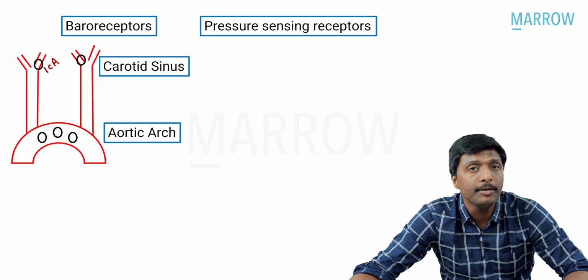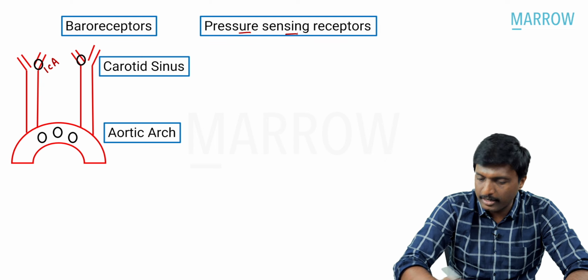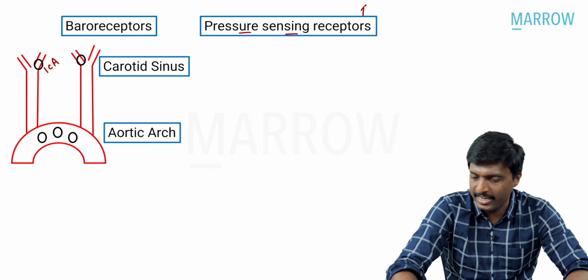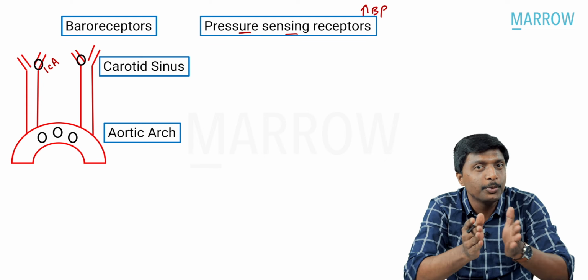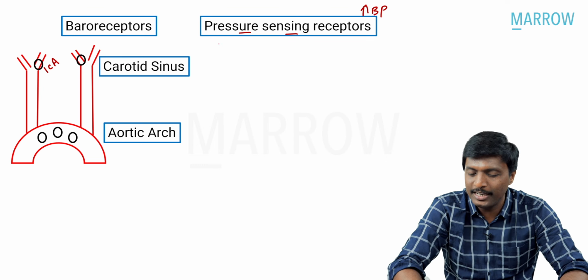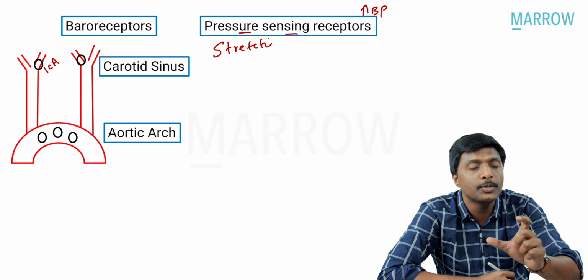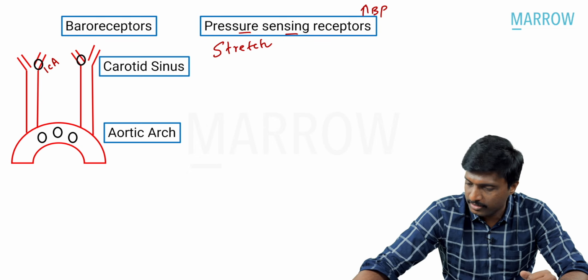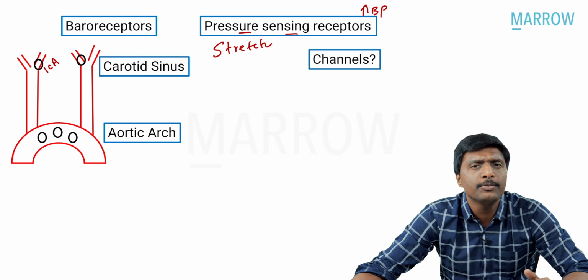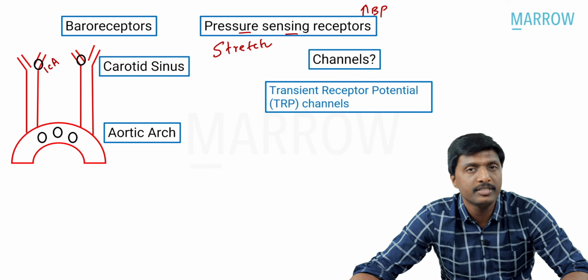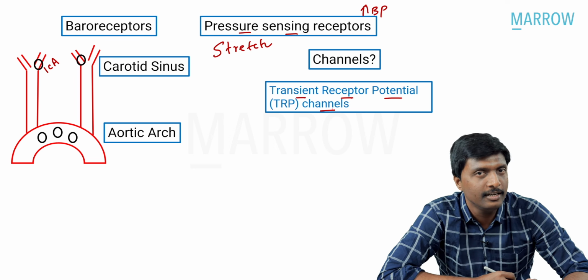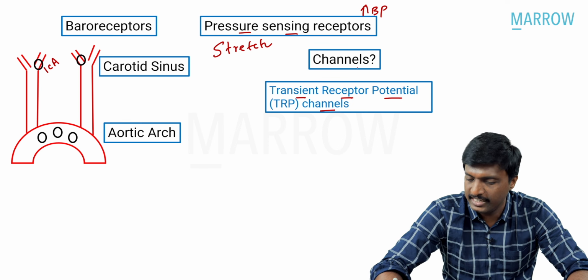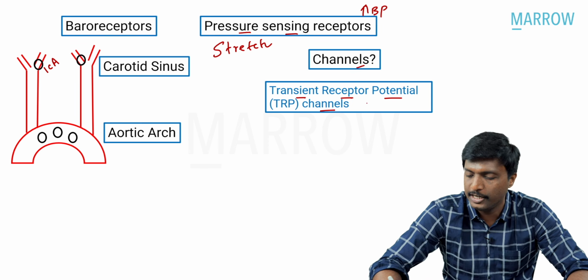What type of receptors are they? They are pressure sensing receptors which are going to sense mainly increase in blood pressure. That means this increase in blood pressure is going to stretch the arterial walls. So what type of receptors are they? My dear friends, they are stretch receptors. This stretch is going to open certain channels. And what are these channels, sir? Certain stretch sensitive channels which are none other but our TRP group of channels, which are transient receptor potential channels. They have some transducers which contain certain stretch sensitive channels, TRP channels.